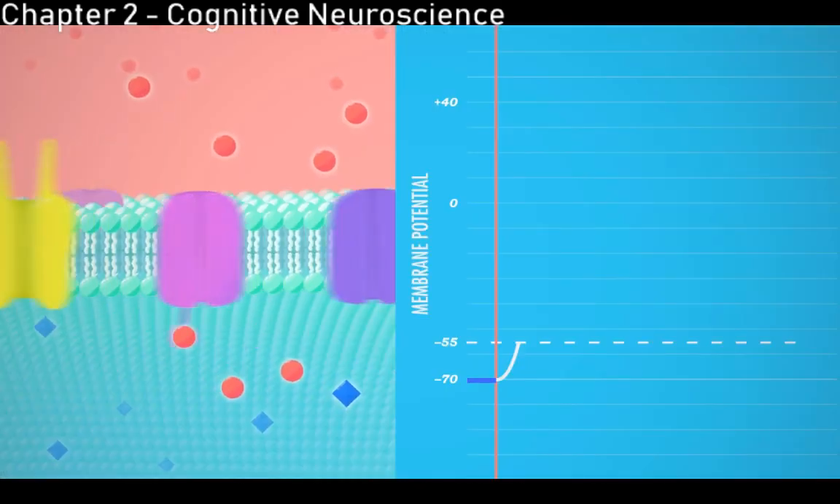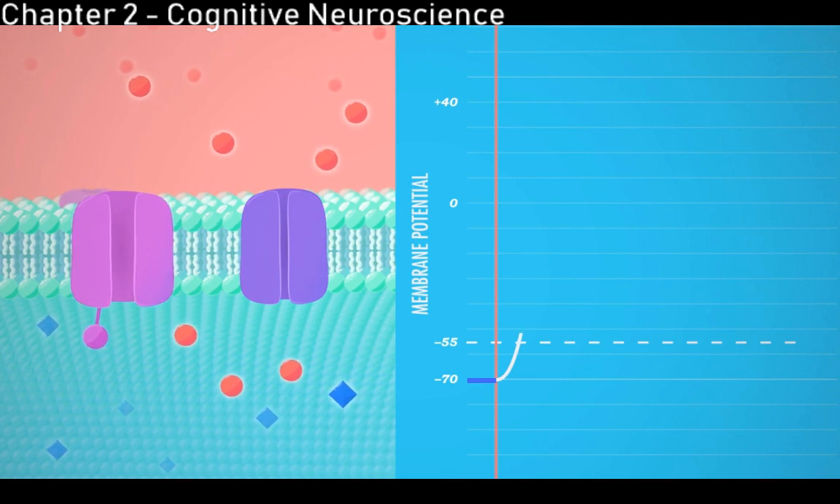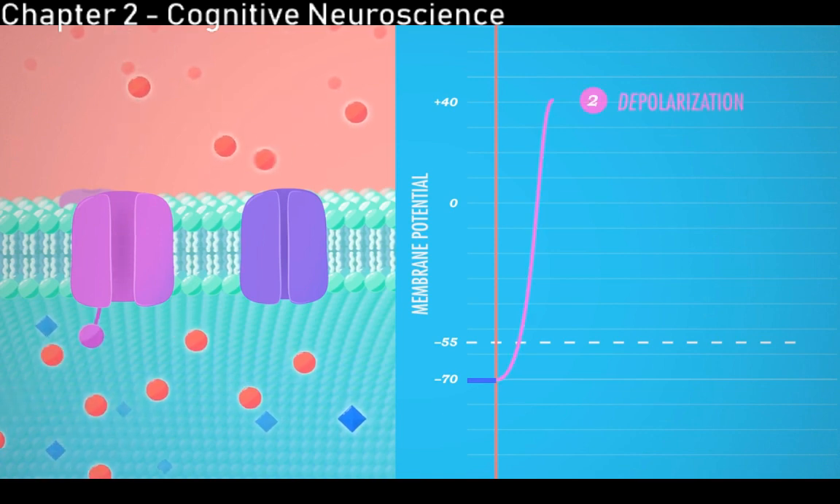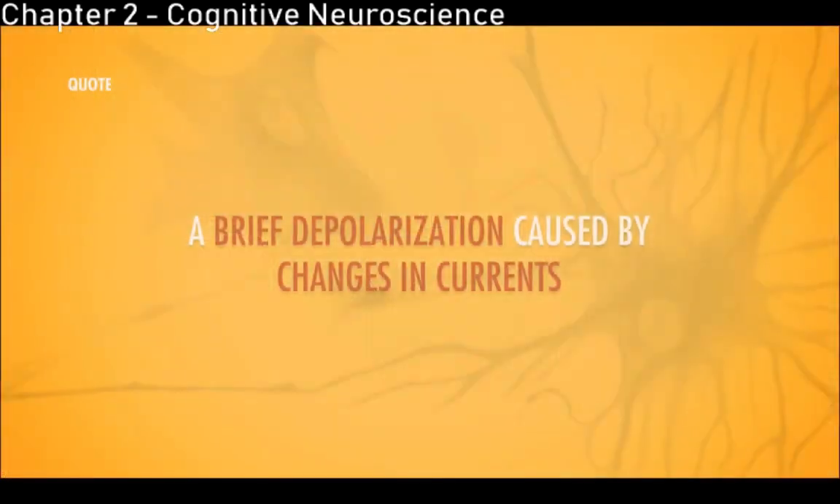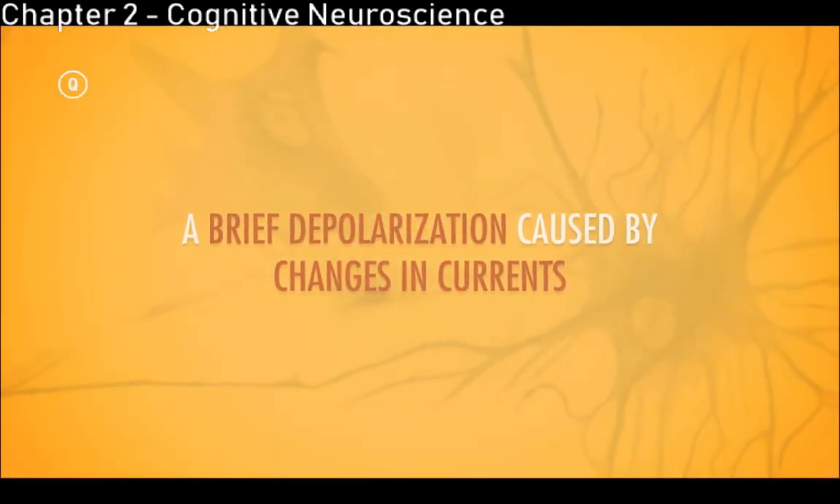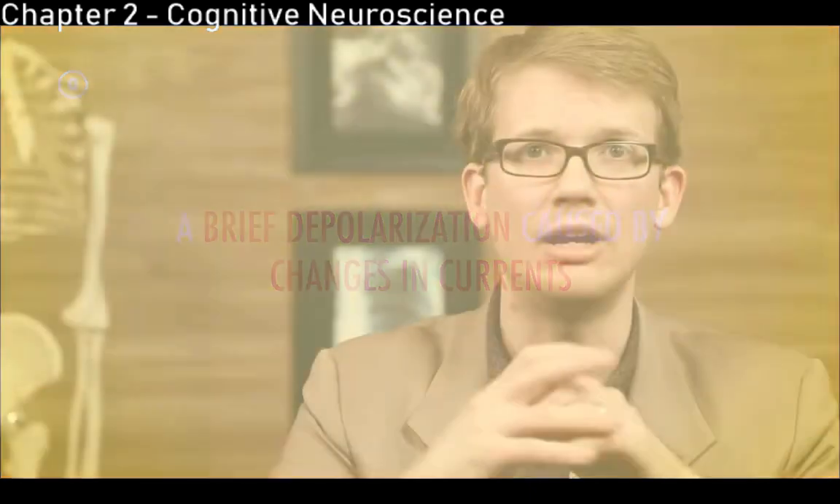At that threshold, the voltage-gated sodium channels open, and there are tons of these, so all of the positive sodium ions rush in, making the cell massively depolarized. So much so that it actually goes positive, up to about +40 millivolts. This is action potential in action. It's really just a temporary reversal of a membrane potential, a brief depolarization caused by changes in currents. And unlike graded potentials, which are small and localized, an action potential kicks off a biological chain reaction which sends that electrical signal down the axon.